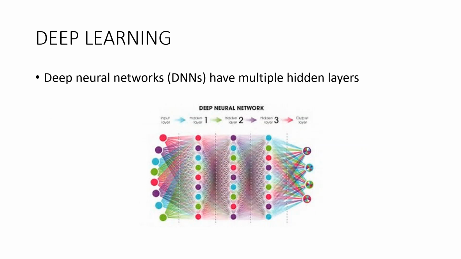And like I said, the defining feature of a deep neural network is that they have multiple hidden layers. Here's an example that has several input nodes on the left. There are 3 hidden layers and then 4 nodes in the output layer.